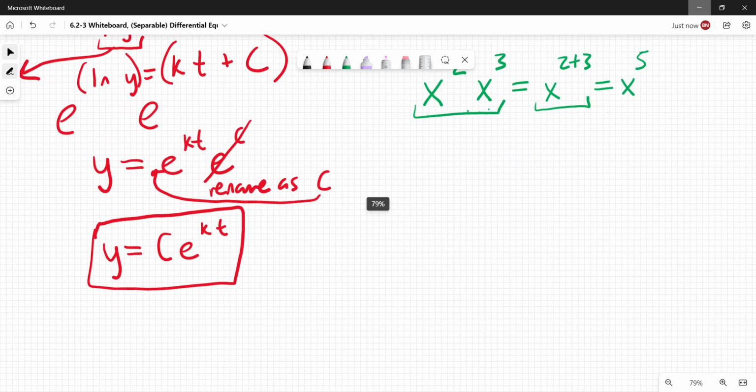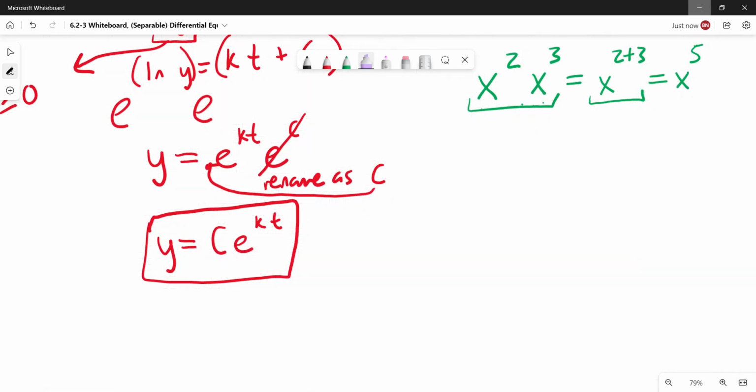Notice that there are two unknowns here, right? So there are two unknowns.